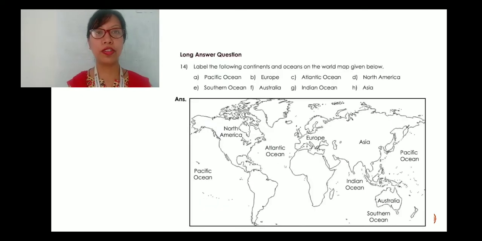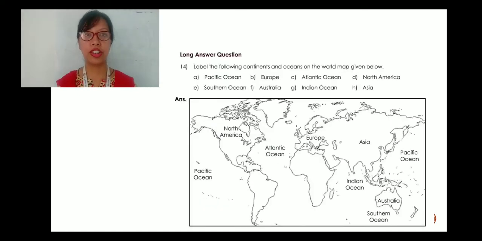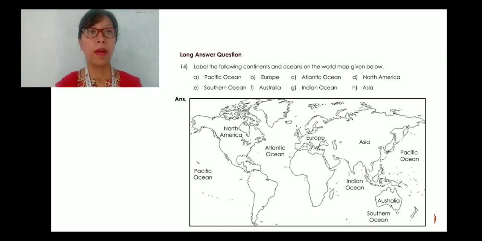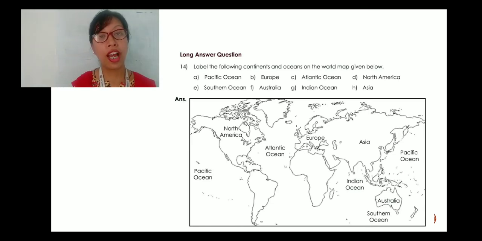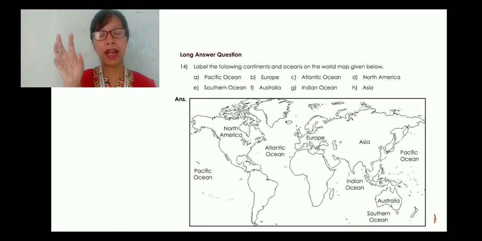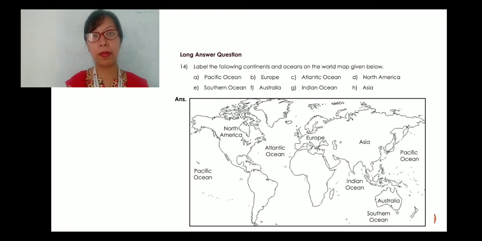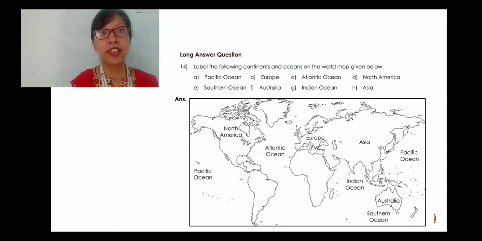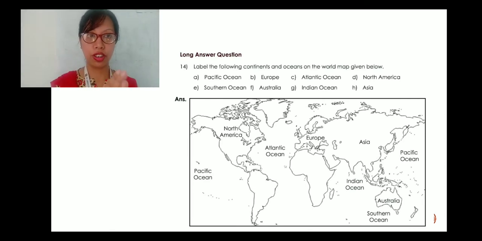Now let's move towards the long answer questions. Question number 14, there is a map given, right? Label the following continents and oceans of the world map given below. I have already shown you the continents, right? Each of the continents, their size, their map. So you have to label it according to the shape of the continent. Here I have already shown how to label it.